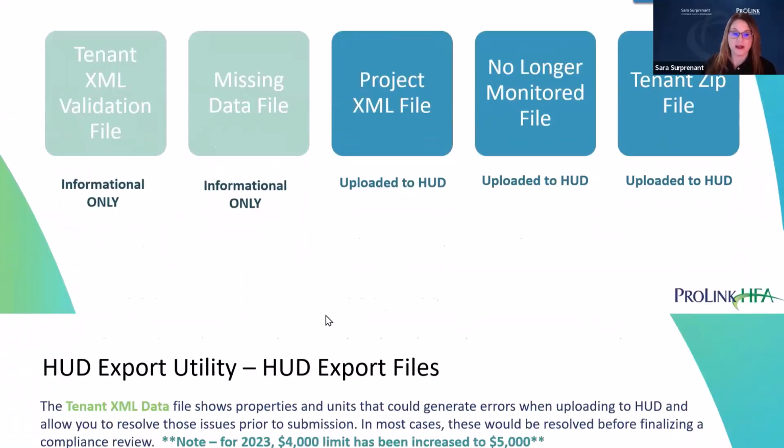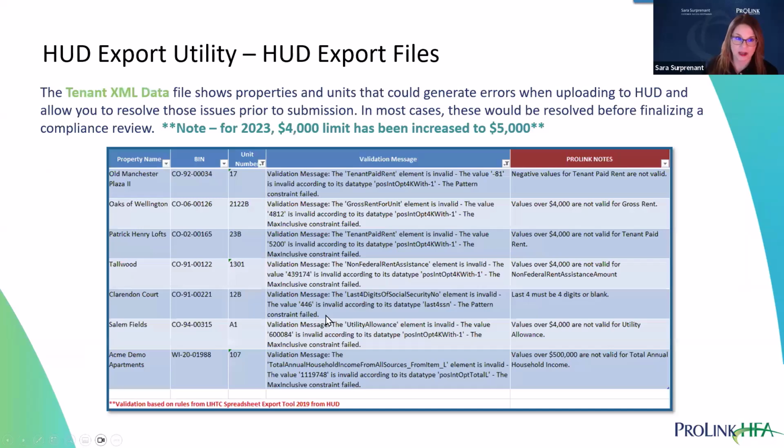All right, so next, HUD export files. So this is the tenant XML data validation file, and it's going to show you properties and units that might generate errors when you do upload to HUD if you don't fix them prior to submission. Again, in a perfect world, a lot of this stuff is going to be resolved when you're evaluating your compliance reviews and you're going through the process of reconciling any exceptions you have and finalizing that.